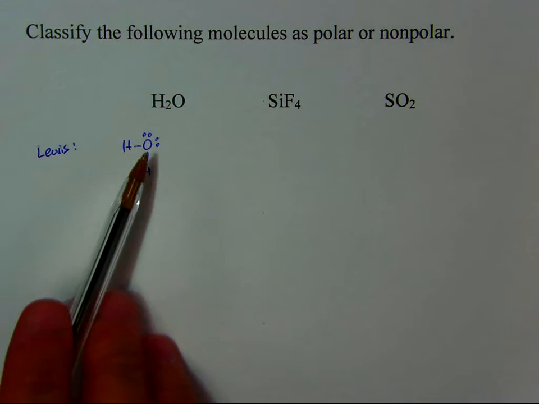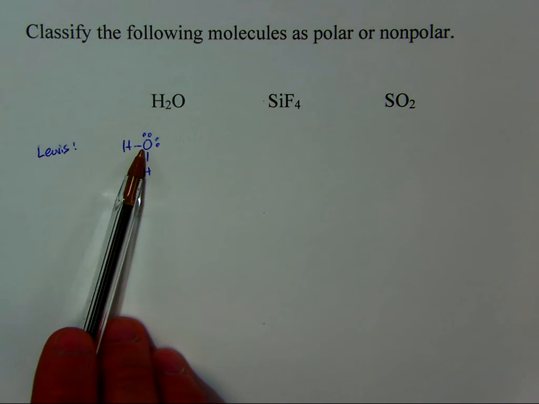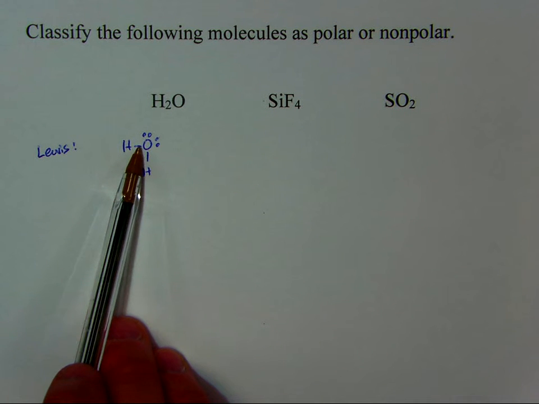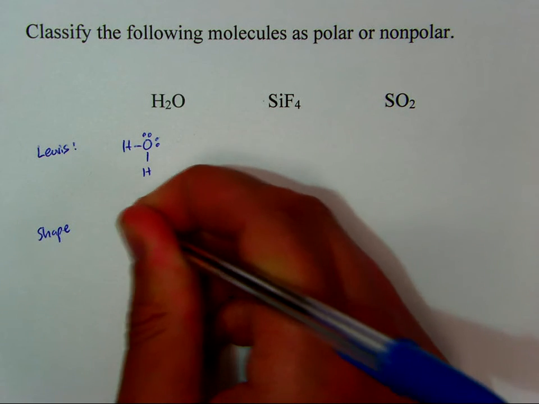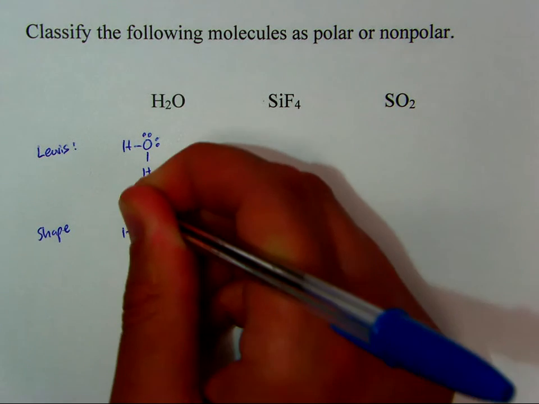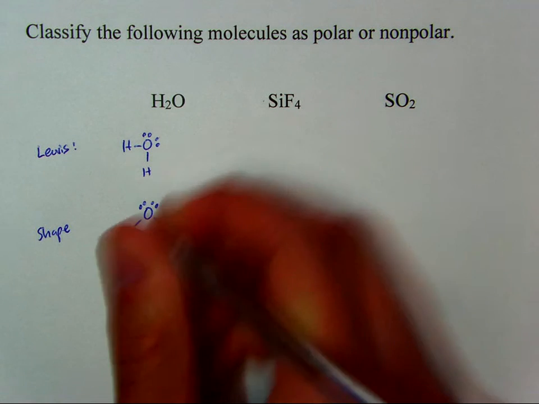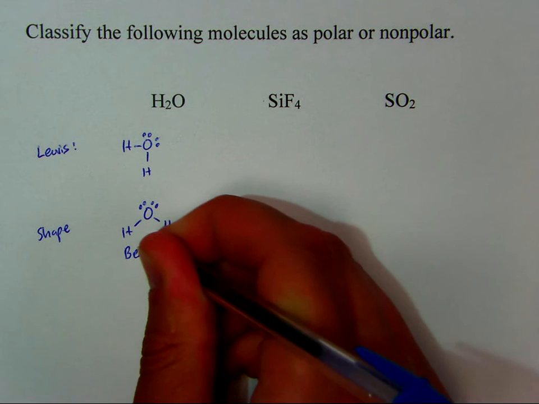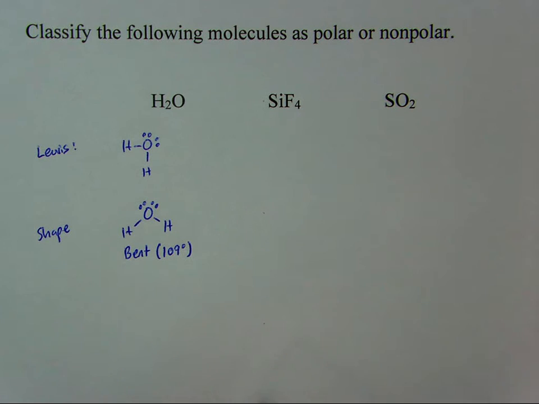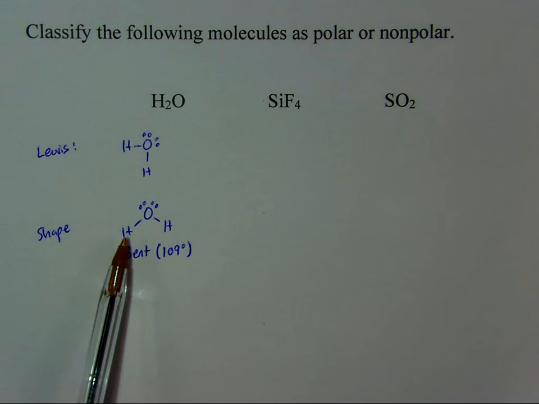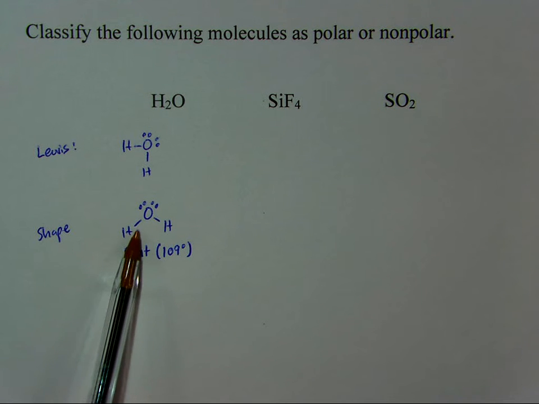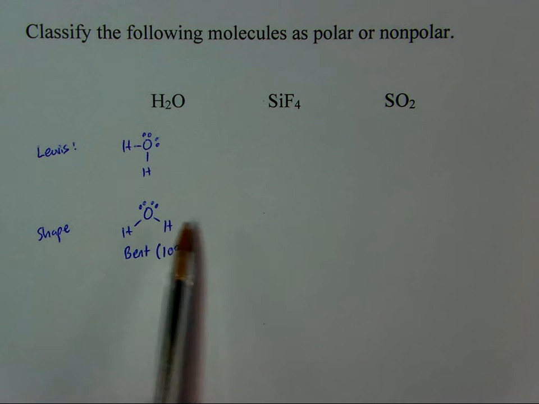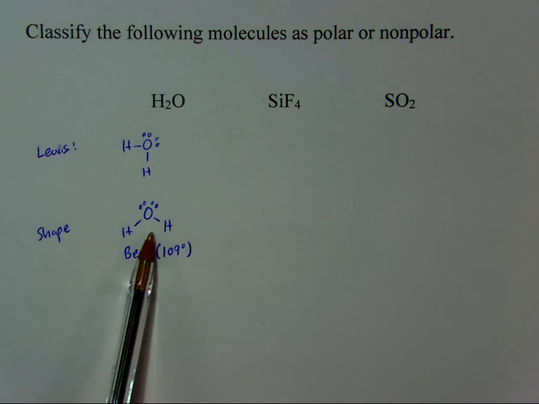Okay. Based on this Lewis structure, I've got 4 electron groups around the central atom. 2 of those are bonds. That's going to give me a molecular shape that is bent with 109-degree bond angles. Okay. Once we know the shape, we need to think about the bonds themselves and whether those bonds are polar. If I have all nonpolar bonds in my molecule, my overall molecule is going to be nonpolar. So that's kind of the easiest case.